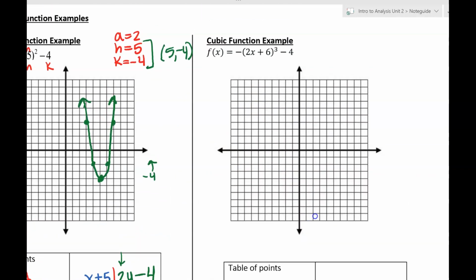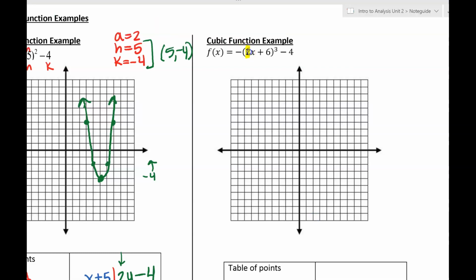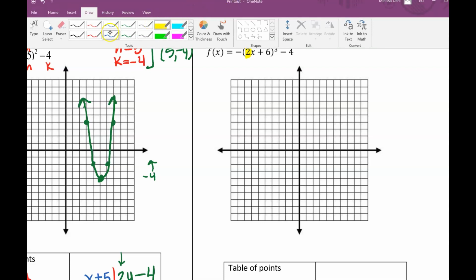Now we're going to focus on a cubic. So the first thing I want you to recognize is this cubic has something new that we've studied through our little investigation, and now we're going to use it, and that's this value of 2 right here. And this works the same for all the functions, just like all the other transformations.